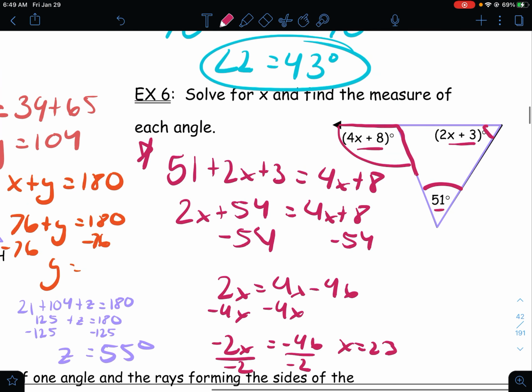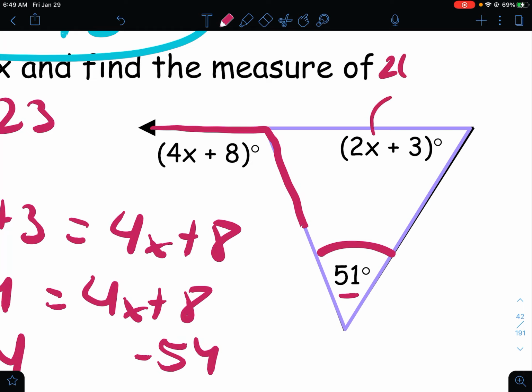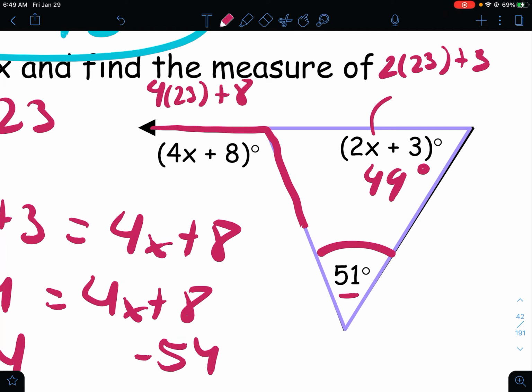So that answers the first question. It says solve for x. We know that x is equal to 23. So then we need to find our missing angles. So let's figure out what this guy is. If x is equal to 23, it's going to be 2 times 23 plus 3. And that is going to give us 49. And then for this guy, we need to do 4 times 23 plus 8. All right, and that's going to give us 100. All right, so that answers the other question there.